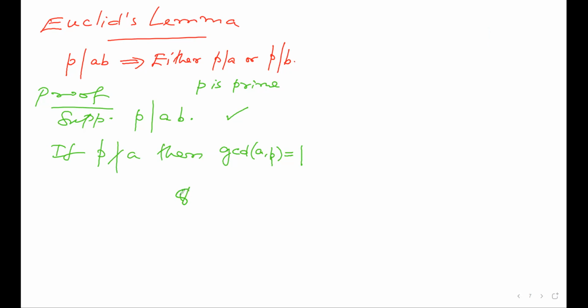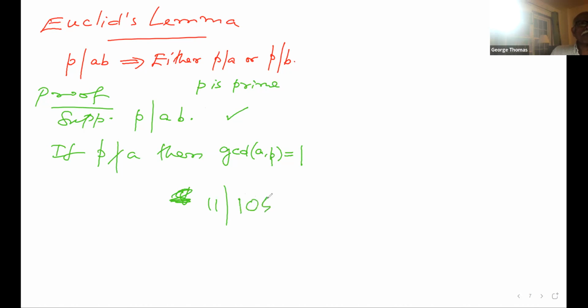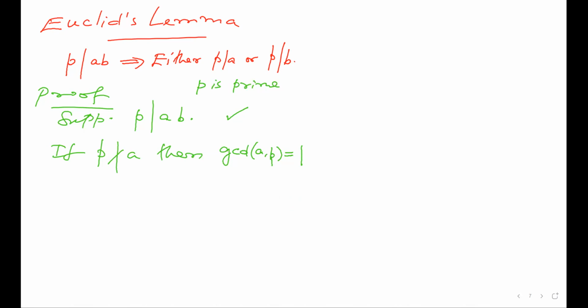8 and 9 are composite numbers. But we are talking about a number like 11 dividing a number like, I don't know, 1507. Here we're assuming that P is prime. There are other examples where P is not prime, but we are assuming that P is prime.